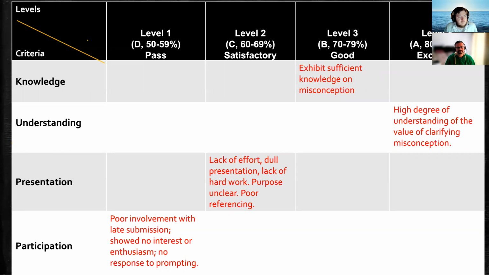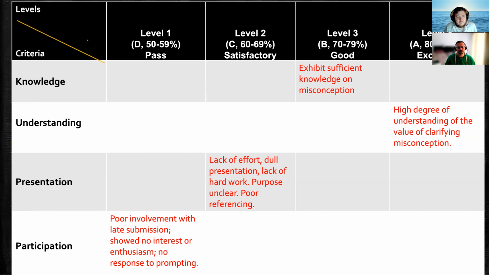We have kept it very simple for you. You can see the scale is like 50 to 59%. It's a D grade, whereas 80 to 100% is an A grade, and it's marked excellent. Now, how to get these excellent, good, satisfactory? We have given you certain descriptors over here.